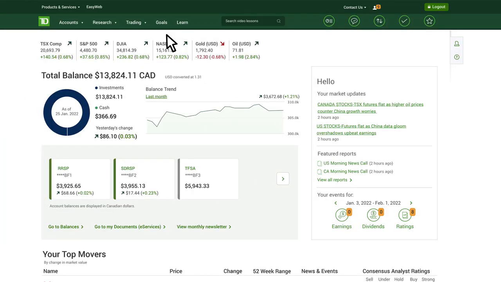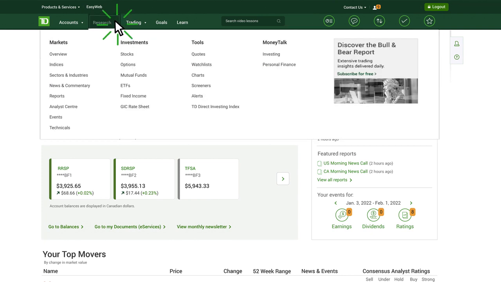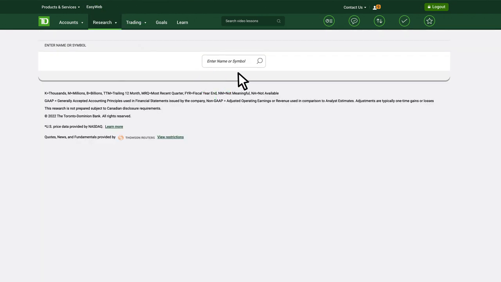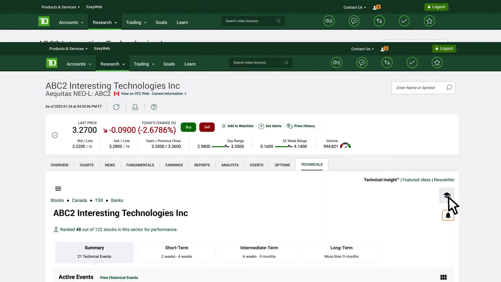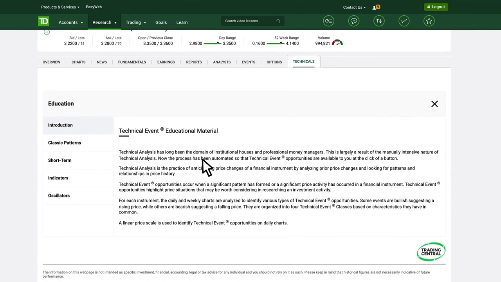For more practice, pull up a candlestick chart of a stock in WebBroker and try to read it. Go to Charts and type in the name or symbol of a stock. You can also learn more about different candlestick formations under Research, Technicals, the education icon, then Short Term.